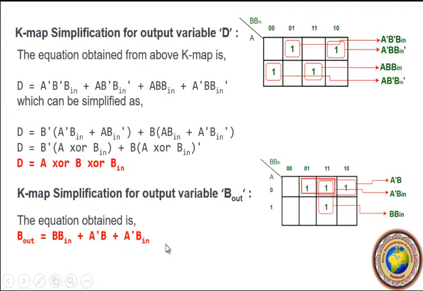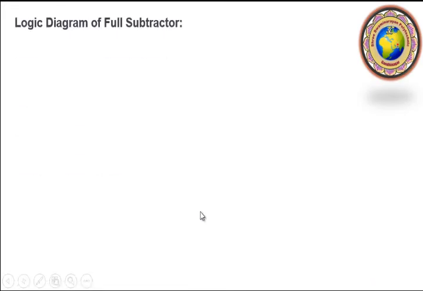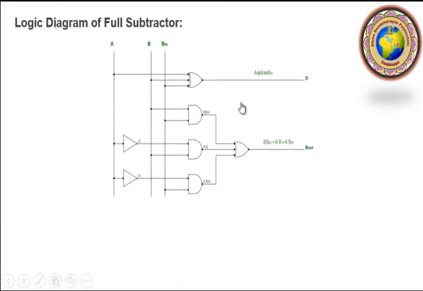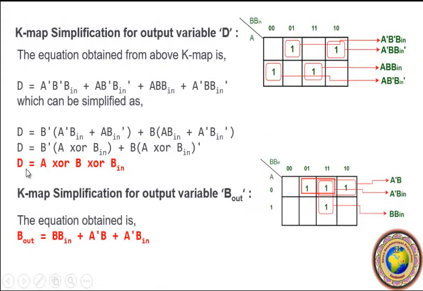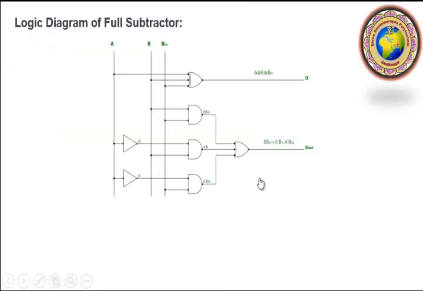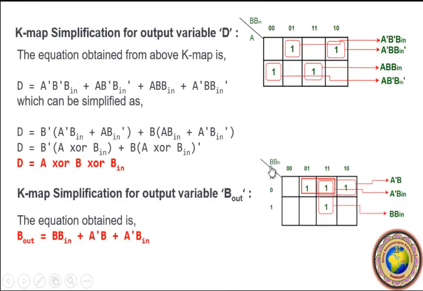So with the help of these two equations we draw the logic diagram. So this is our logic diagram. So A XOR B XOR B in, and this is the output form. So this is our equation, and with these two equations we get the logic diagram. So this is the simple logic diagram of a full subtractor.